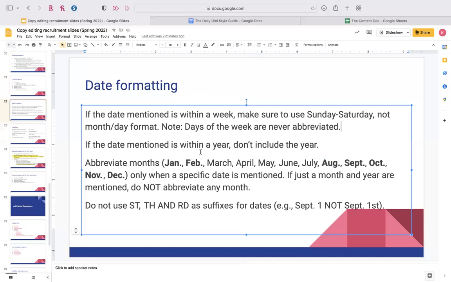If it's within the year, then the year is not needed. If it's longer than that, then you would include the year. Also, when talking about a date, it's just going to be the month abbreviated and the number, not first, not second, nothing like that.